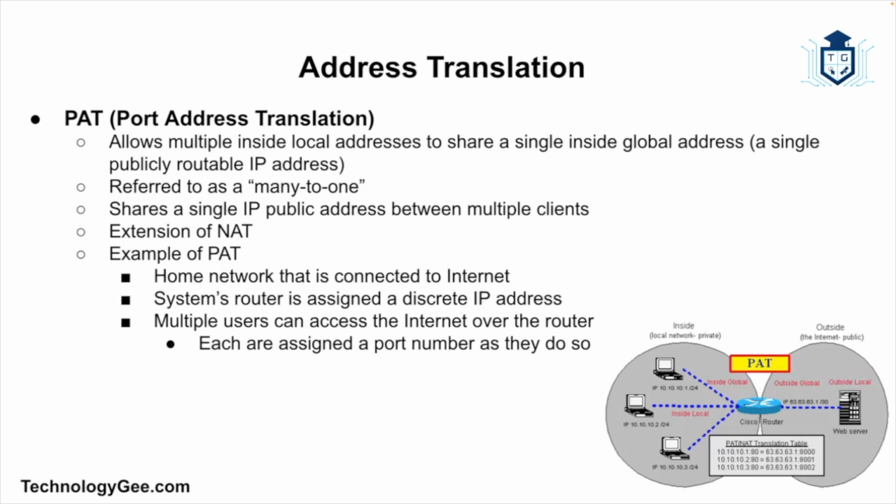Its basic function is to share a single public IP address between multiple clients who need to use the internet publicly. It is an extension of network address translation, and an example of PAT is a home network that is connected to the internet. Within this setup, the system's router is assigned a discrete IP address. Multiple users can access the internet over the router and are each assigned a port number as they do so.